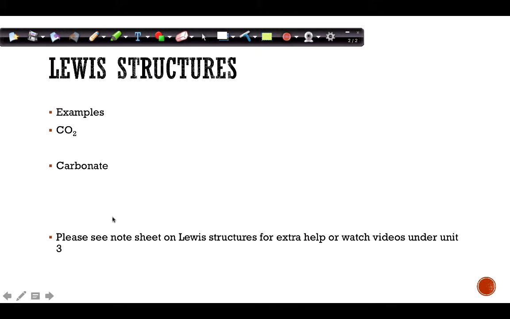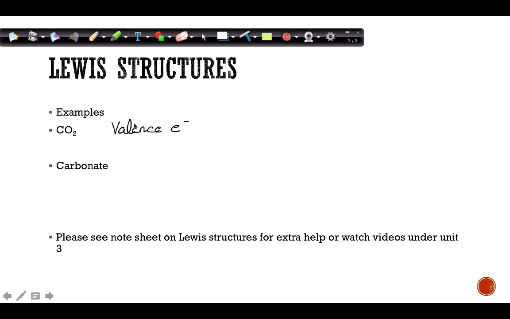Okay, so Lewis structures. If you are really rusty with this, I suggest you go back under Unit 3 and look at those videos. But I'm just going to go over a few examples of drawing Lewis structures. So carbon dioxide, first thing I'm going to do, I'm going to count how many electrons I have available for bonding, which are the valence electrons.